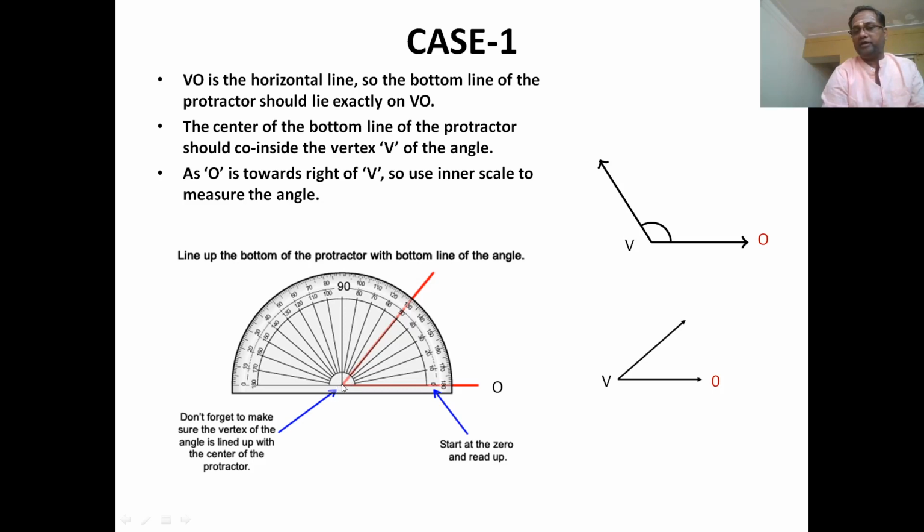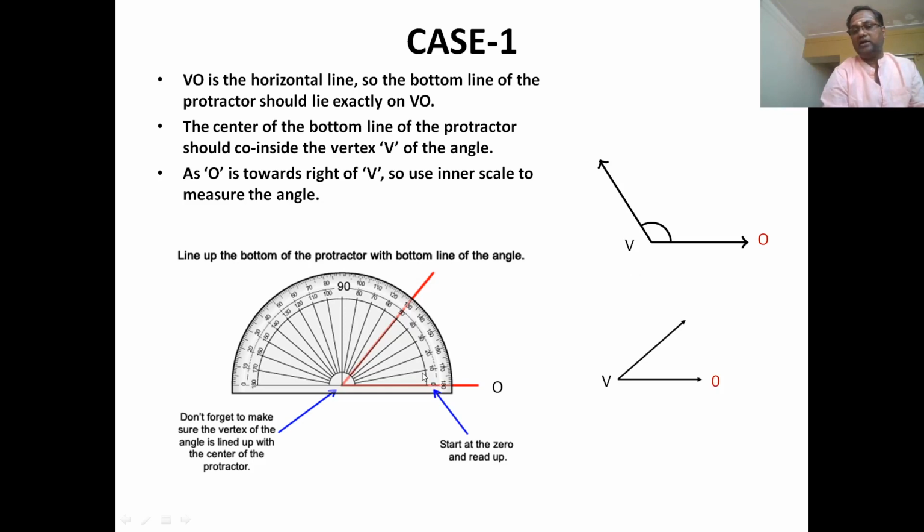So this is the center point, it should fall exactly on the vertex, and this is the bottom line. You should remember the bottom line of the protractor should coincide with the ray VO. Now we will see towards which direction is 0. This is the vertex. This 0 is lying towards the right of the vertex. In such a case, whenever 0 falls on the right of the vertex, as in both cases, we are going to use the inner scale.